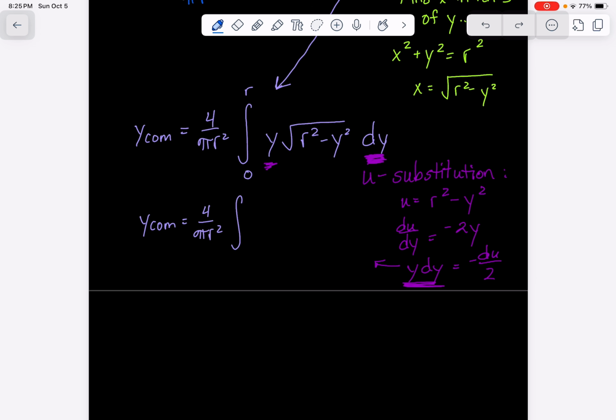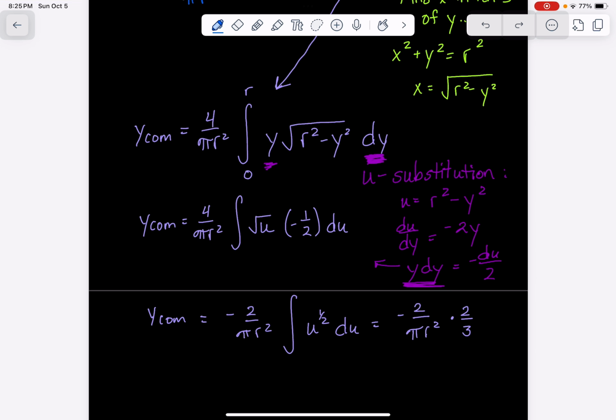So here's our integral that we had earlier. But then instead of square root r squared minus y squared, we're going to replace it with the square root of u. And then the pieces that we have left, this y and dy, those are going to get replaced with negative du over 2. And now it's an equation that I can integrate. So I just simply rewrote it. I pulled the 1/2 out front and the negative. And then I have my integral. And then it's u to the 1/2, which is easier for me to integrate than a square root. So then that becomes the constants out front times 2/3 u to the 3/2.